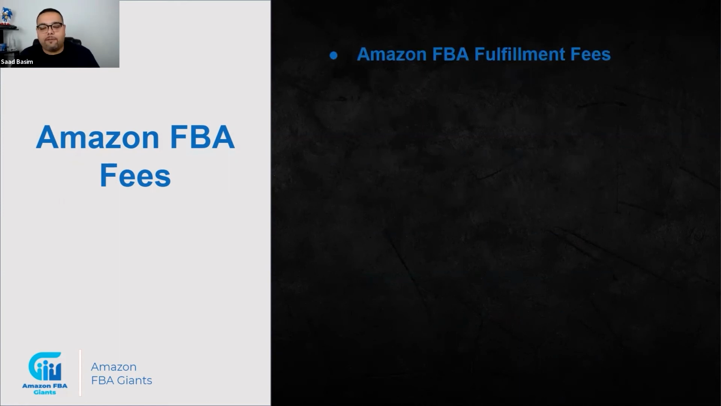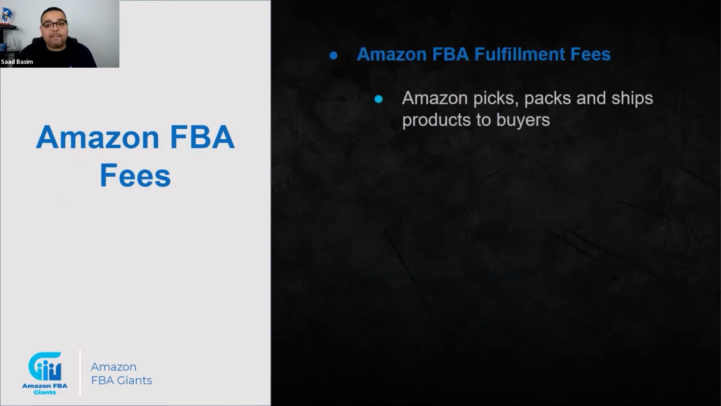Now, Amazon FBA fulfillment fees. So Amazon picks, packs, and ships the product to buyers. So that comes with a fee. So they pick and pack the product. Basically, when products are on the shelves, they pick them up, they get them from the shelves, and after that, they package them and pack them. They put everything nicely, and then they ship the product to the buyer. So the process is very easy, but that all costs money.